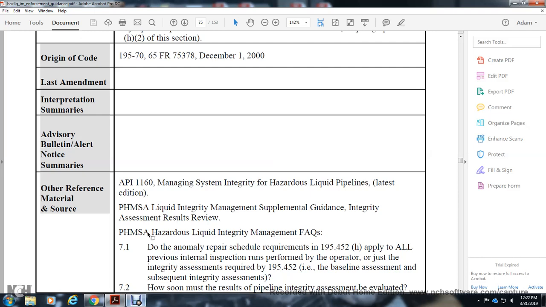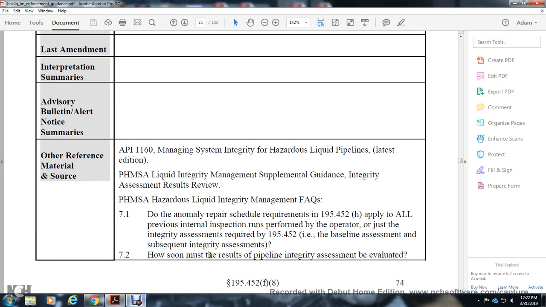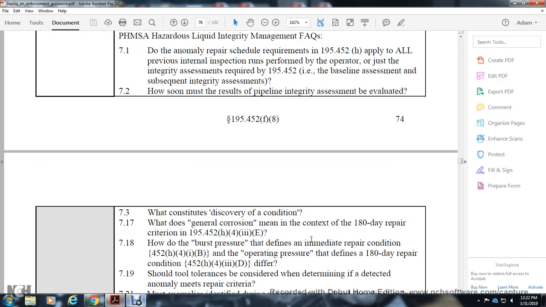PHMSA Liquid Integrity Management Frequently Asked Questions. Do the anomaly repair schedule requirements of 195.452(h) apply to all of the previous internal inspection runs performed by the operator, or just for the integrity assessments required in 195.452(i), that is, the baseline assessment and subsequent integrity assessments? 7.2: How much of the pipeline integrity assessment results must be evaluated? 7.3: What are the constraints on the discovery of a condition?